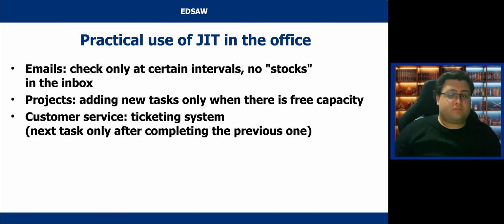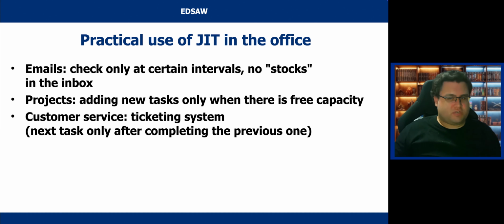Now let's look at how the just-in-time principle works in everyday office practice. The first area is email. Instead of constantly checking your inbox, it's more efficient to process your email only in designated intervals, say 2 or 3 times a day. This keeps your email from becoming a never-ending pile of unfinished work.